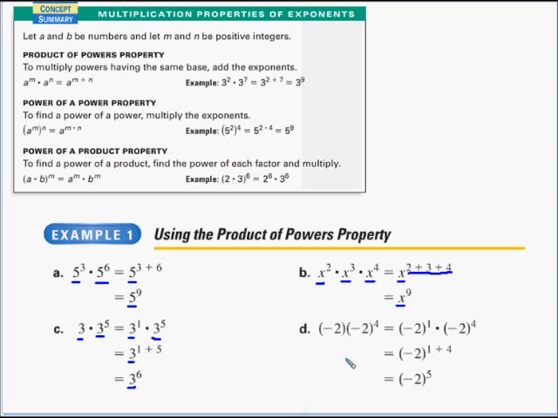And the same holds true for letter D. We have the base of -2. The first one is -2 to the 1st, that's implied, times -2 to the 4th. So we have the base again, -2, and that would be 1 plus 4. So that would be -2 to the 5th.